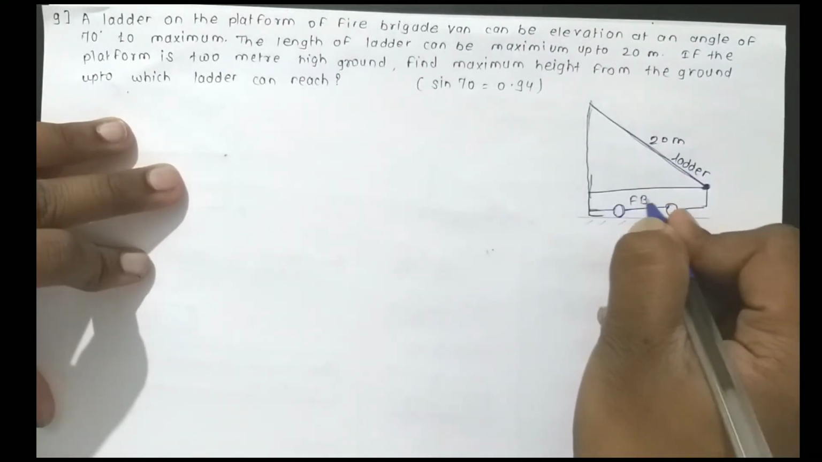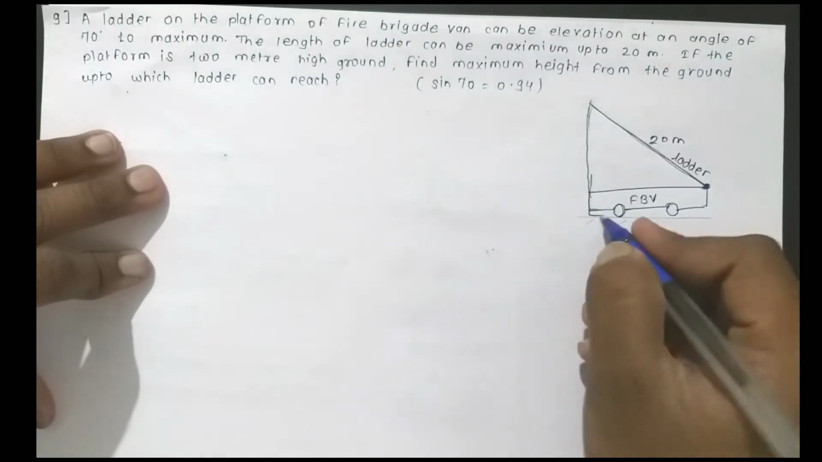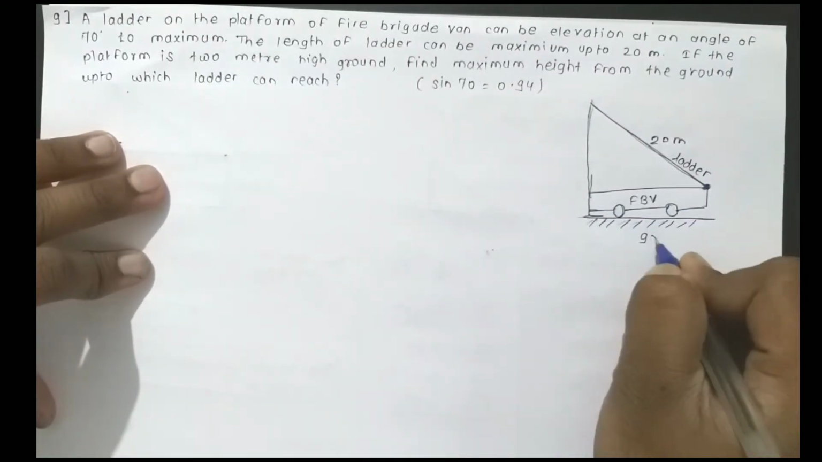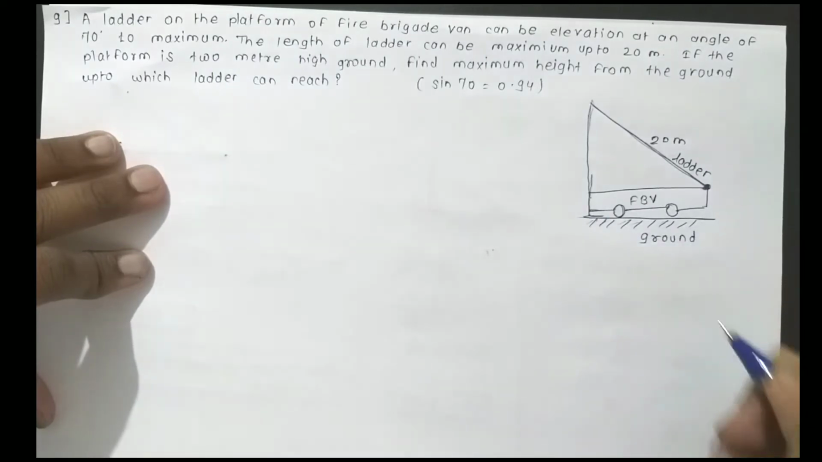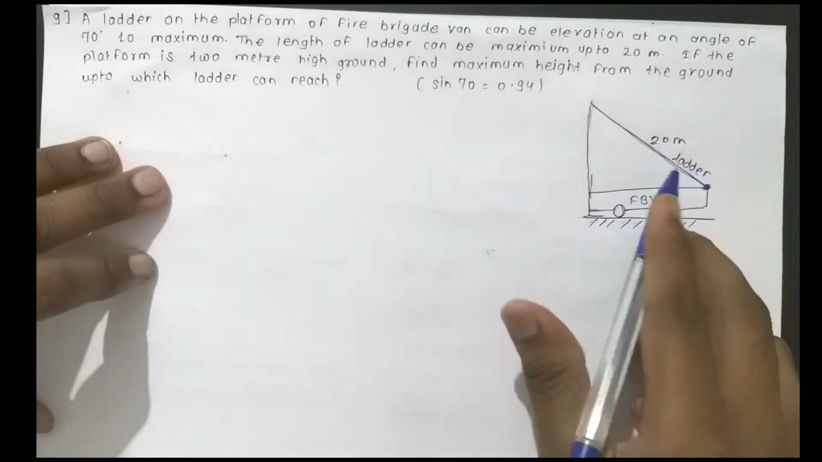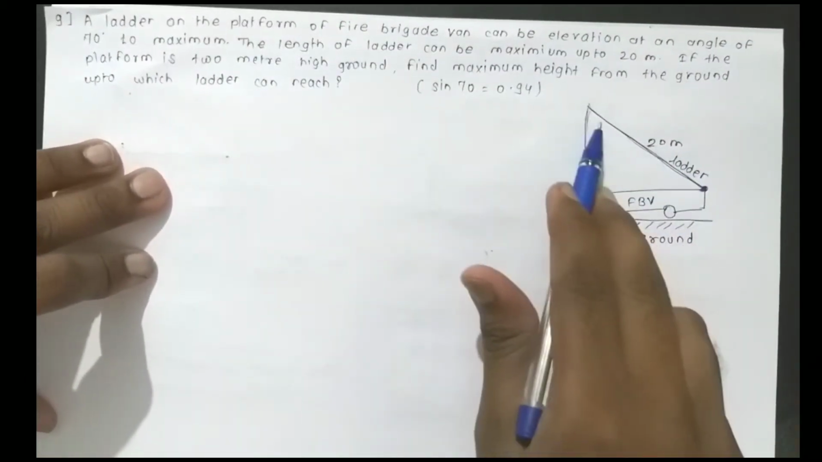This is the fire brigade van and this portion is the ground. 20 meter maximum length of the ladder.